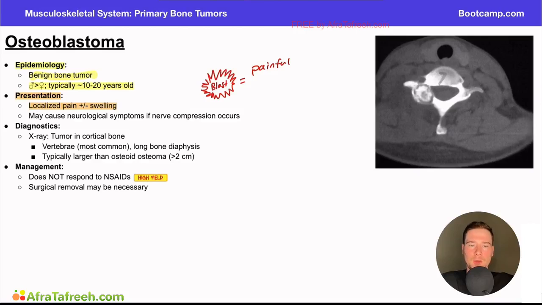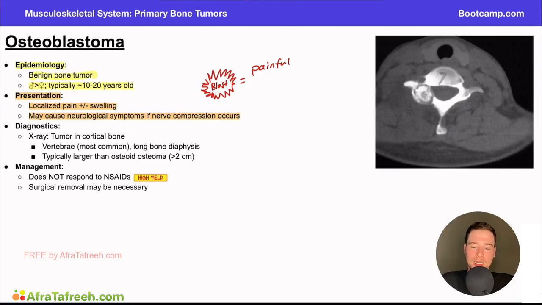Now, another key point for this presentation is that this may cause neurological symptoms, and this will make sense to us in a minute when we talk about our diagnostics here. But the idea is that these tumors are most likely to be seen in the vertebra. And we know that the vertebra is surrounding a very important structure inside, which is our spinal cord. And if we have a tumor that is surrounding our spinal cord, the compression on the nerves can actually lead to neurological symptoms in a patient.